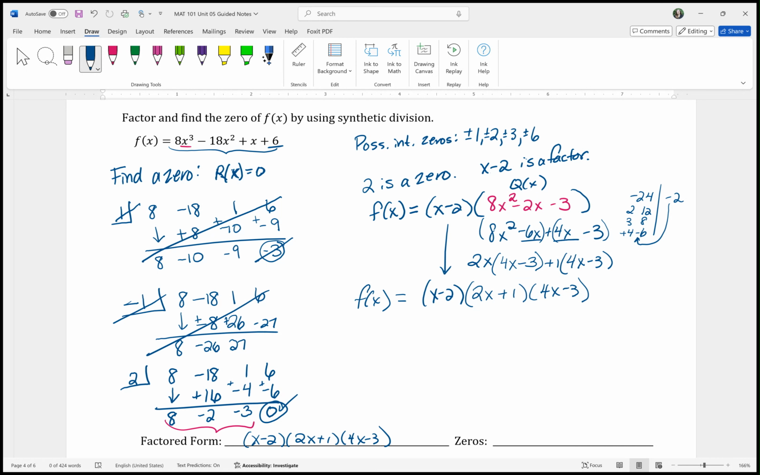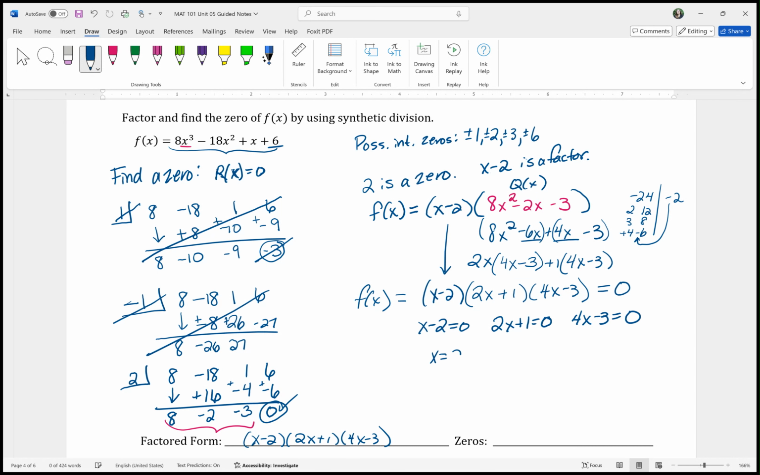Okay, and then how do you find the zeros? The zeros is when you set it equal to 0 and solve. So this would be setting this equal to 0. Each factor is going to be set equal to 0. So x minus 2 equals 0, 2x plus 1 equals 0, and 4x minus 3 equals 0. And then solve, solve, solve. Okay, this one's pretty easy.